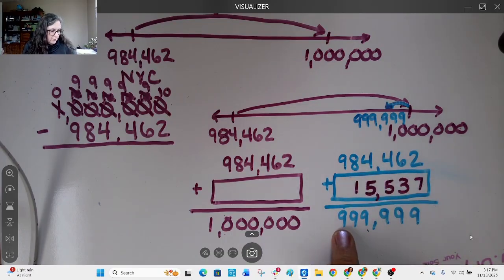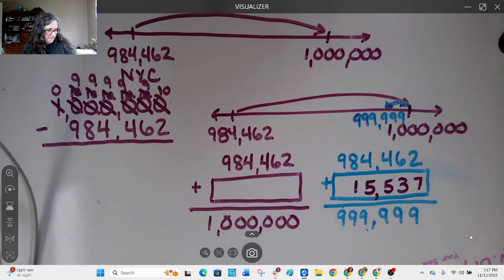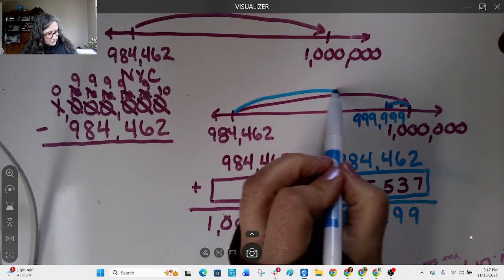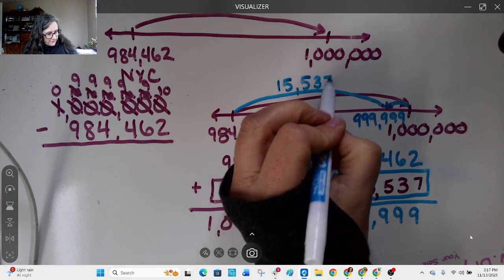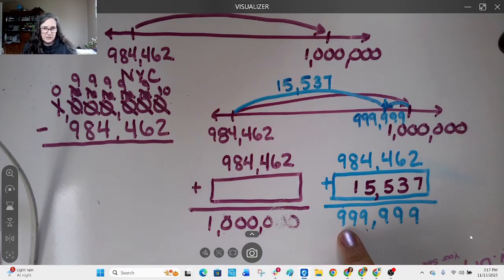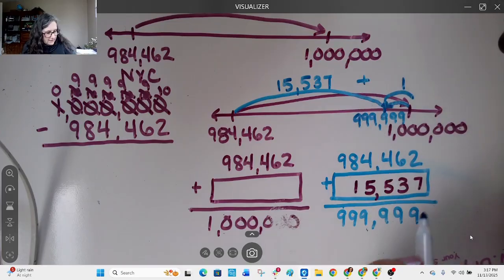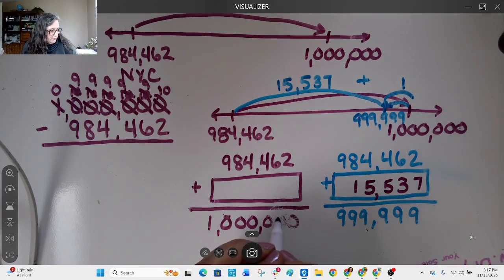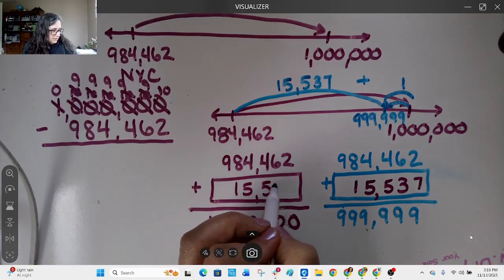So to get from 984,462 to 999,999, I have to add 15,537, but that only got me to 999,999, so I still need to go one more. And when I put those together, I end up with 15,538.